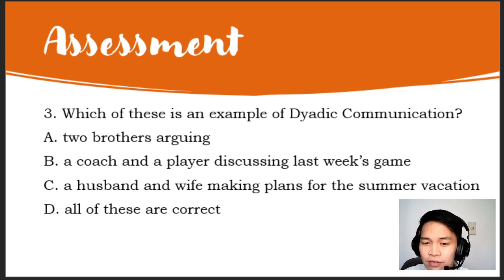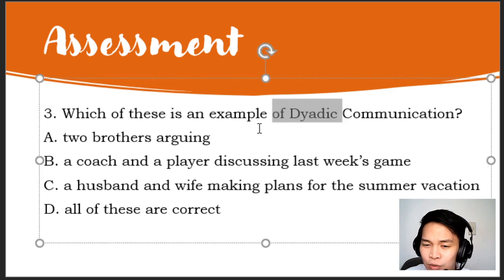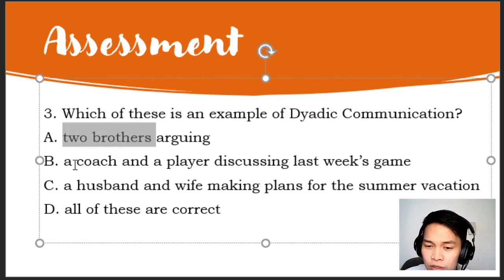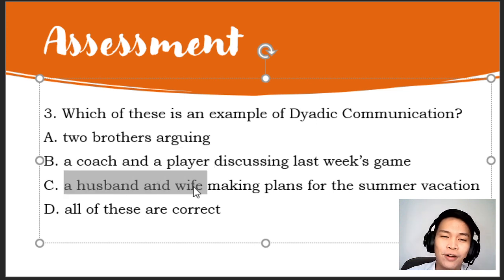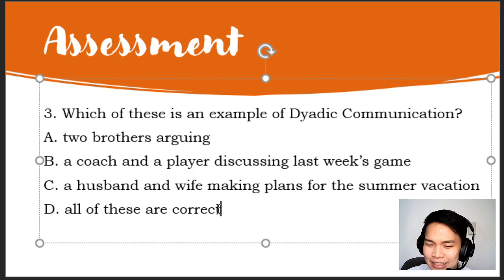Next. Number three, which of these is an example of dyadic communication? I just mentioned that, class. Two brothers arguing, a coach and a player discussing last week's game. Letter C, a husband and wife making plans for summer vacation. And letter D, all of these are correct. So let's see, dyad, that's two here, two, a coach and a player, two, a husband and wife, two. So the correct answer is, of course, letter D. Let's go to number four.